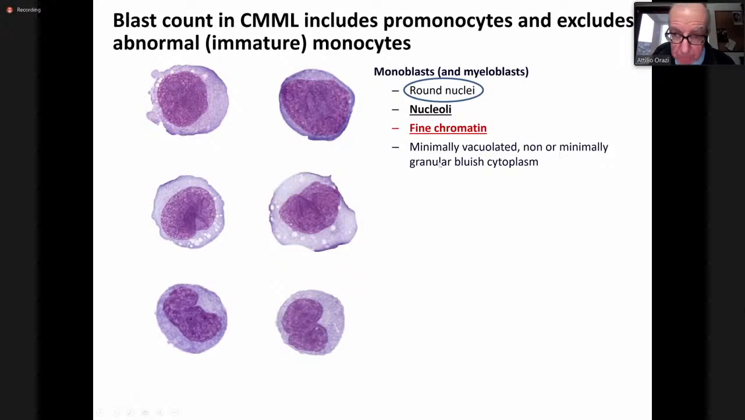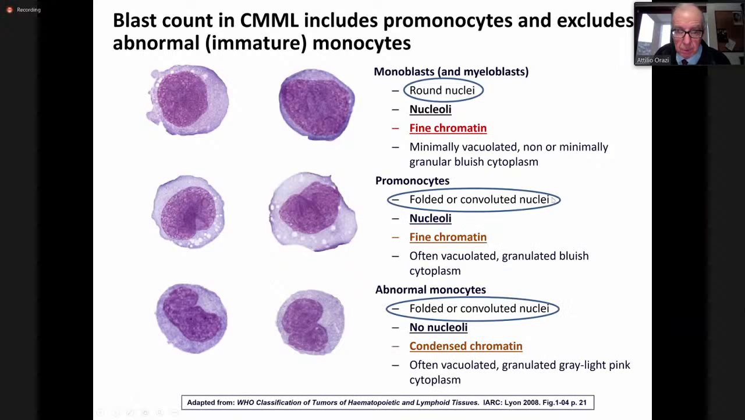We also talk about the cytoplasm, but really the cytoplasm does not help much. You can see vacuoles here in the promonocyte, not so much in the blast, but look at this blast here, it's got vacuoles as well. I really don't think you should waste time on the cytoplasm too much. Just focus on the nuclei. They need to be round, they need to have nucleoli, they have fine chromatin, those are blasts.